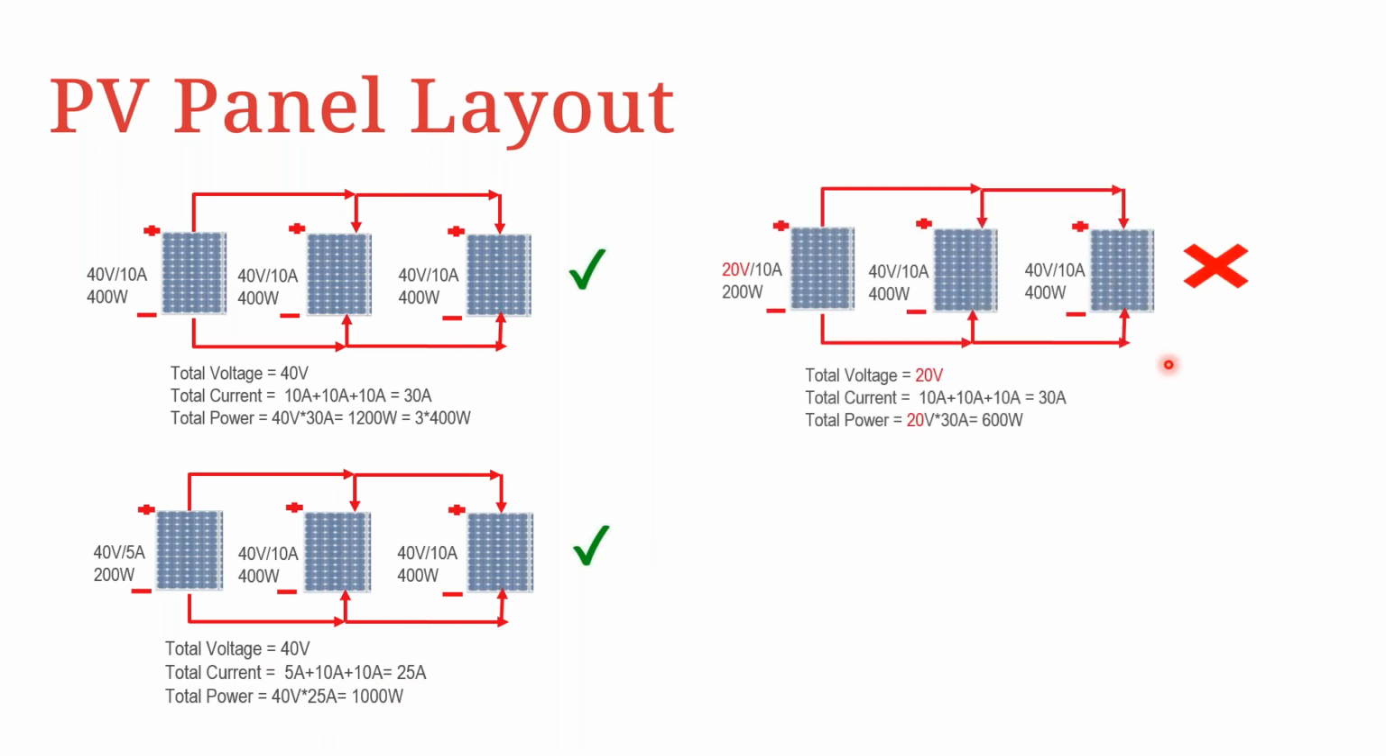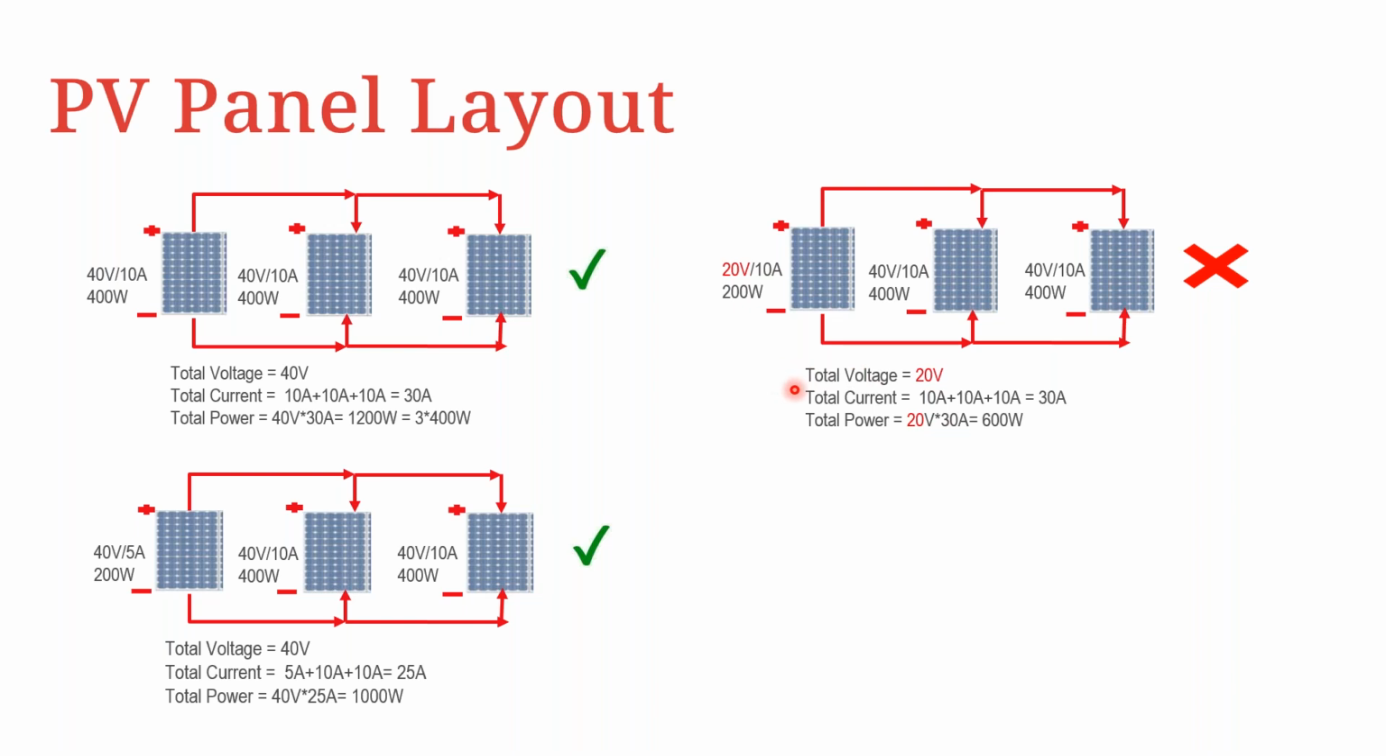An important thing to make note of to avoid is using different voltages. So again, this is an example of what will happen. Here we're using a 200 watt module, but it has a 20 volt rating instead of 40, where the rest of the modules in the string are 40 volt with 10 amp.